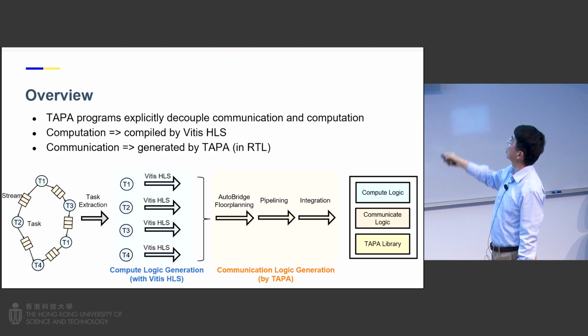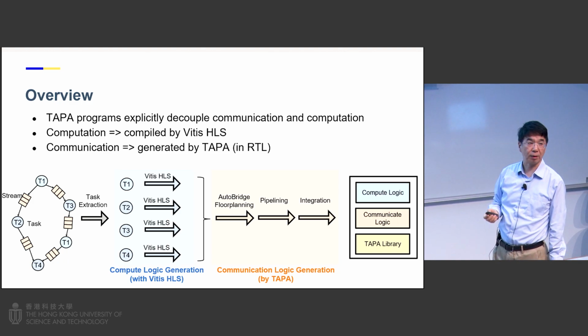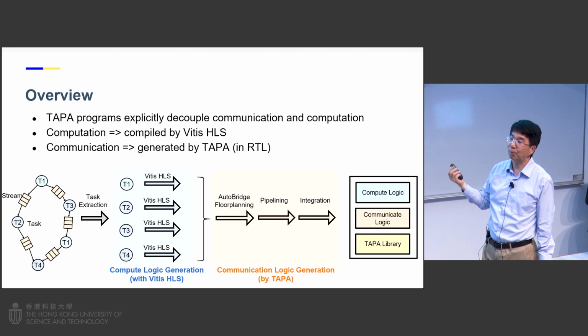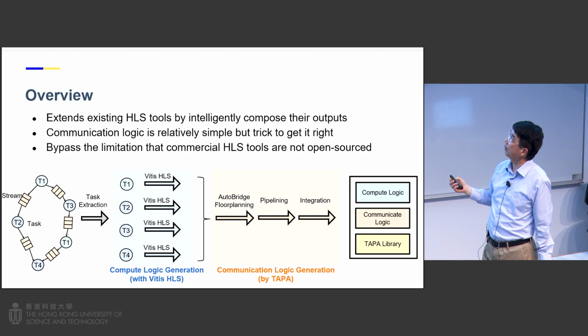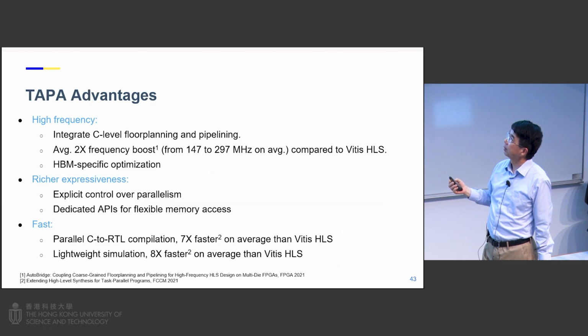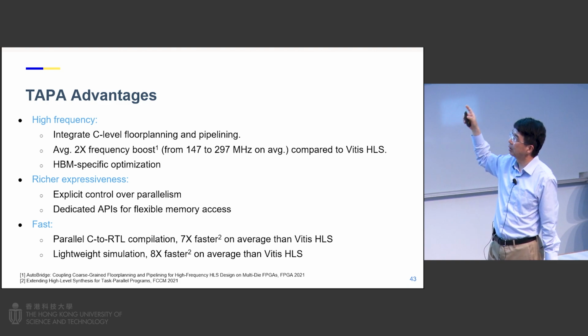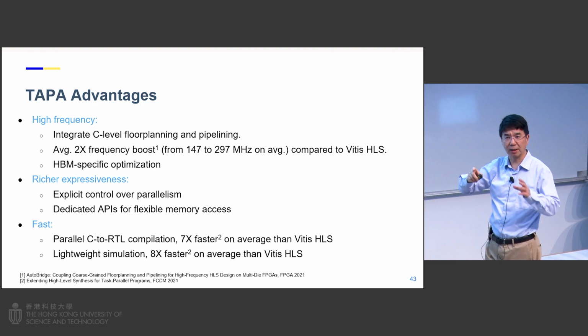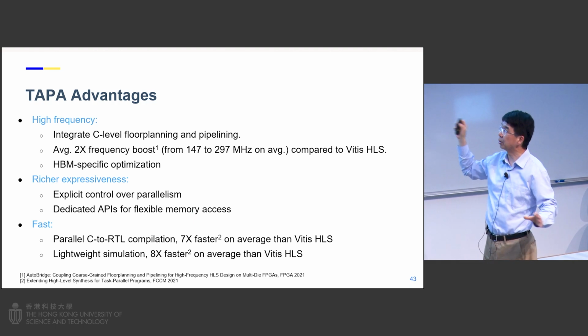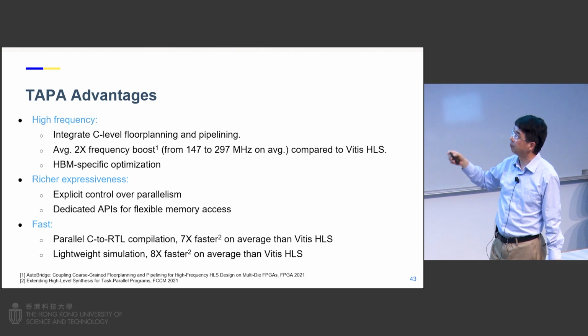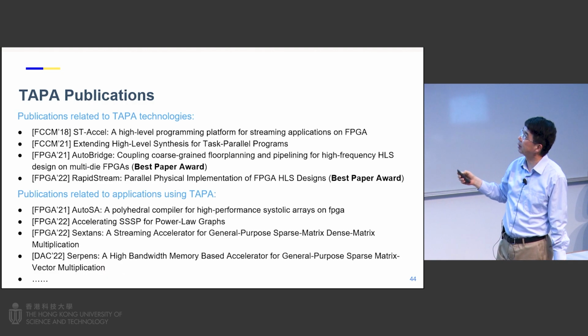So we have this TAPA library. Again, this is something you can download and you can use. As I said, all my students are using it. So it gives you high frequency and rich expressiveness. I didn't talk about it, for example, it can also support HBM. HBM has another headache, that it has 32 channels. How do you know which one goes to which channel? So it can take care of that automatically, and it's fast because of the parallelization.